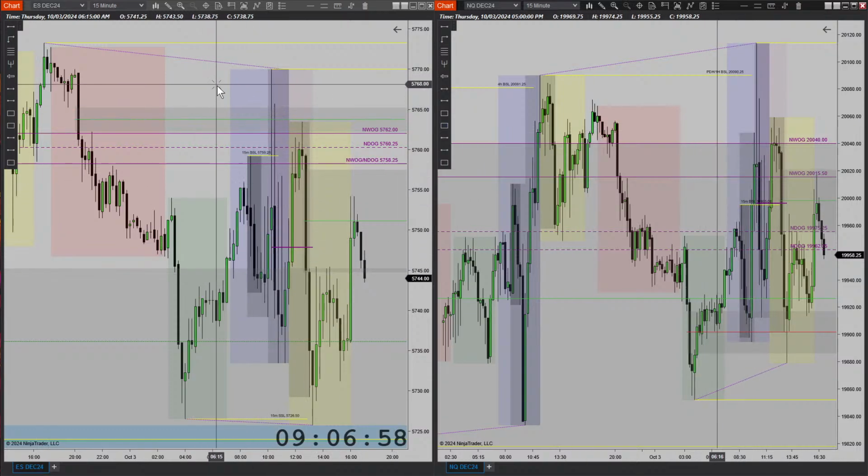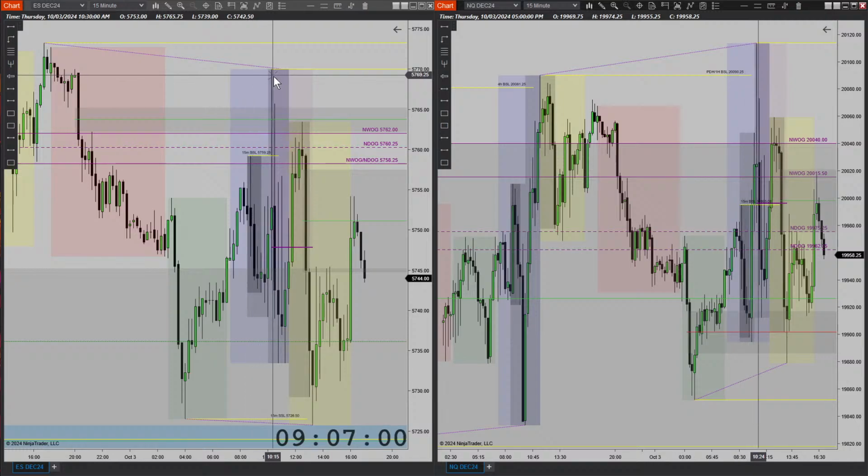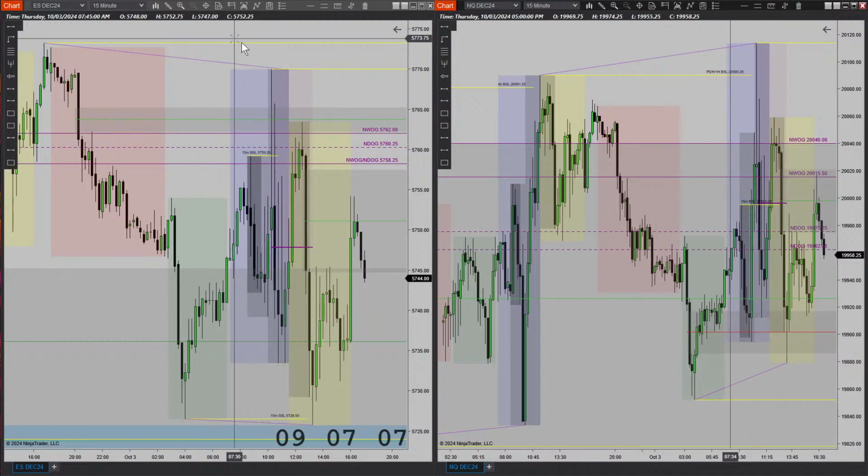So my trade idea after that, my plan after that, was to see what price did after it swept these highs here.